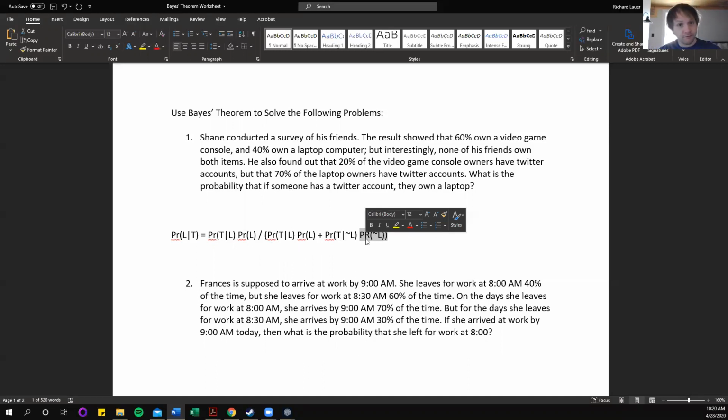So for all intents and purposes, all the information that we're being provided is all the information there is. All the information in the problem is all the information we're going to assume. So in this case, we know that 60% of people own video game consoles, and 40% own a laptop computer. So realize that the relevant population here is Shane's friends, the friends who have been surveyed by Shane.